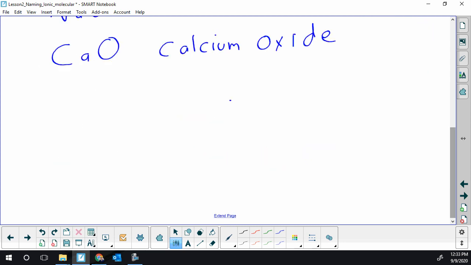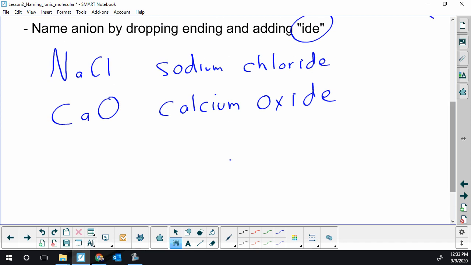Last example before you'll be practicing some of these binary naming. Al3N2. Okay? The subscripts have no effect on the name. Al is aluminum. The 3 does not show up if it's ionic. Okay? N is nitrogen.